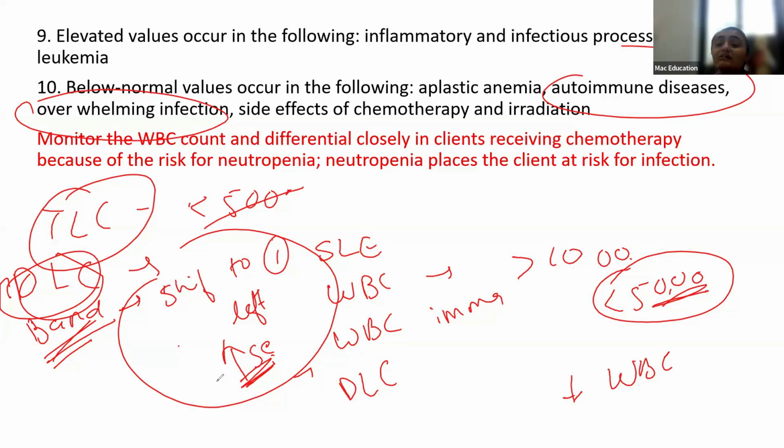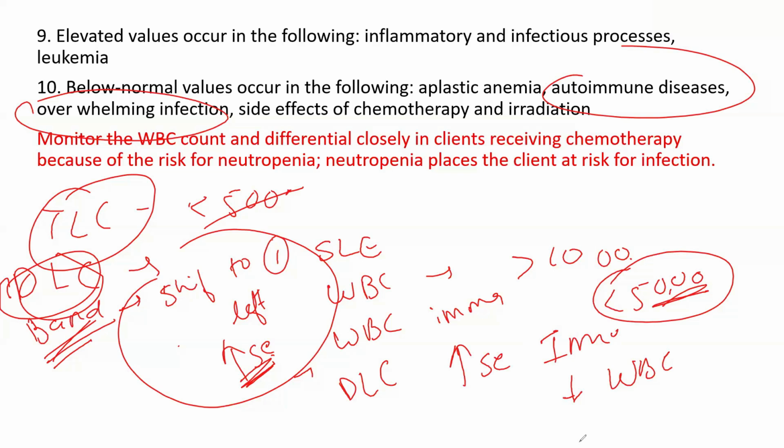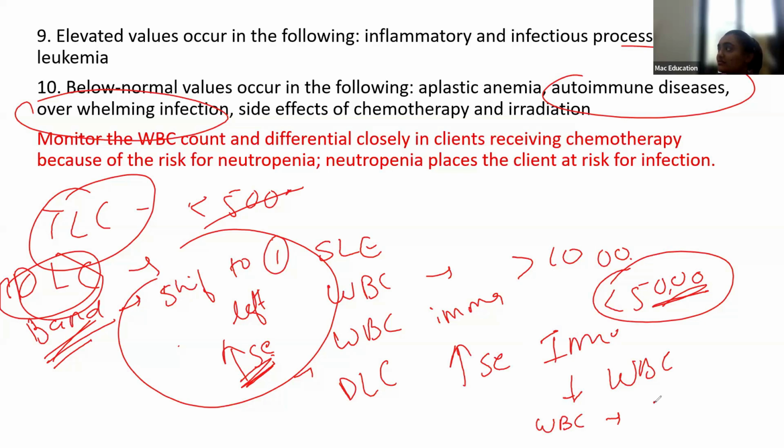What does that indicate? Immature WBC count is much higher. So, are there mature WBCs? Mature WBCs will be there or not? No. So what would be the value of WBCs then? Yes, it would be less than 5,000 because there are no mature WBCs.